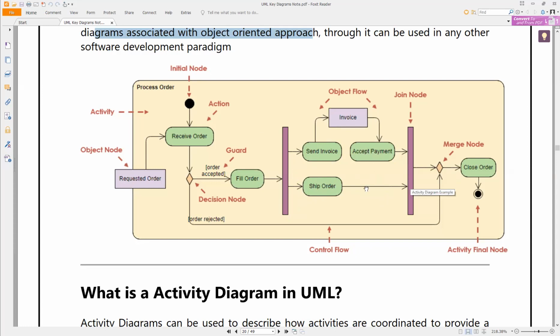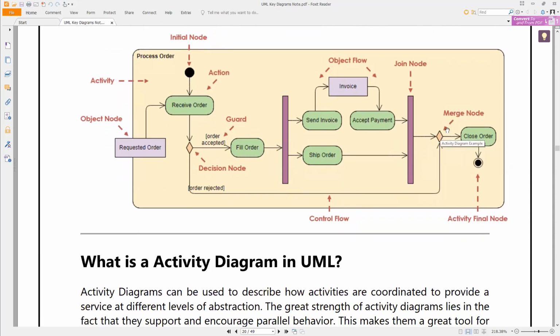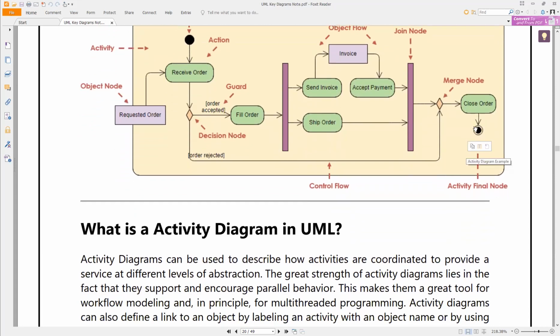So this activity will complete, and invoice will be sent, the payment will be received or accepted, and everything will come again here. This is the join node, and from a join node, there's what you call the kind of magic. Put all those things together, and of course the order will be closed, and this will be known as a final activity.